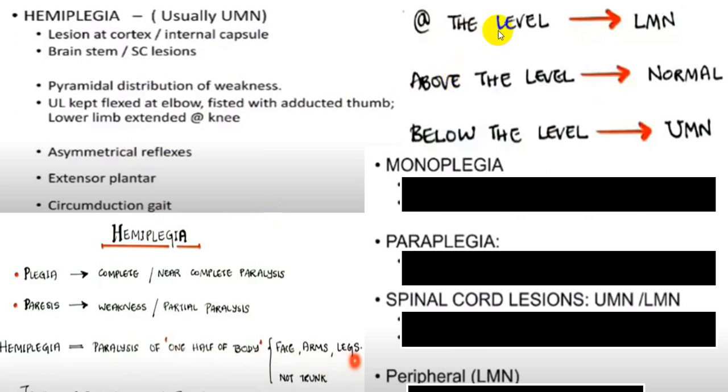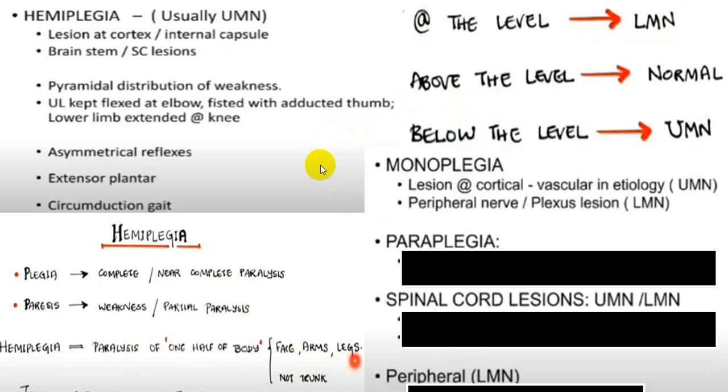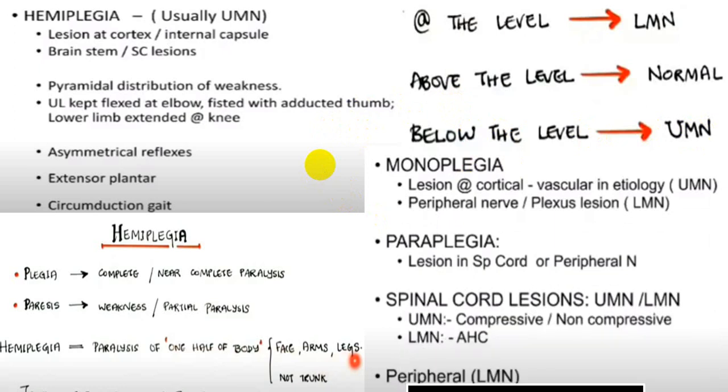In the spinal cord, at the level of damage, it is lower motor neuron; above the level of damage, cranial nerves will be spared, and there will be no involvement of cranial nerves in midbrain, pons and medulla because the damage is at spinal cord level. And below the level, you will have upper motor neuron. Depending upon the involvement, you can have a monoplegia, you can have a paraplegia.